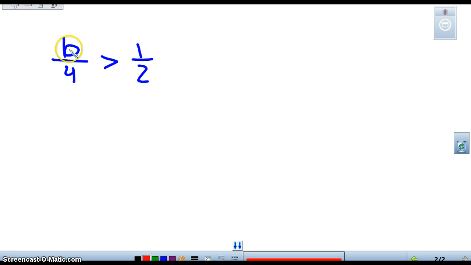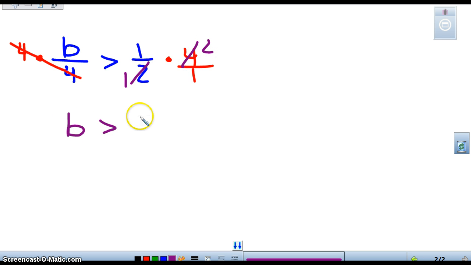So if we have to solve b divided by 4 is greater than 1/2, what's the inverse operation? Multiply times 4. What you do to one side, you do to the other. So we can put a 4 over 1 to make it a fraction. Can we cross cancel? The 2 goes into 2 once and 2 goes into 4 twice. We're left with b is greater than 2 over 1, or b is greater than 2.